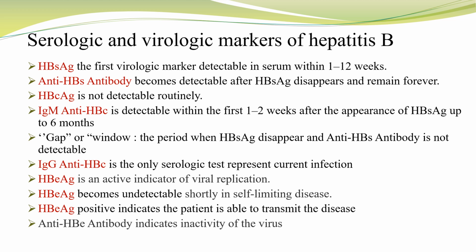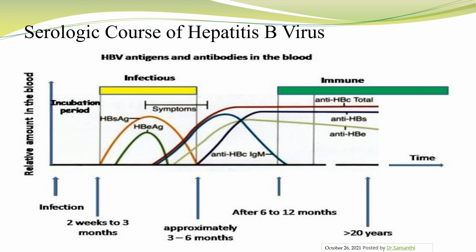As we see in this graph, the first marker going up is HBs antigen, starting from 2 weeks, and the peak is at 2 to 3 months, and then it comes down, the brown line, and after 6 months it is going to disappear. But anti-HBs antibody is going up, the black line, and between the brown line and black line there is a window, and in this window the best marker we can detect is anti-HBc.